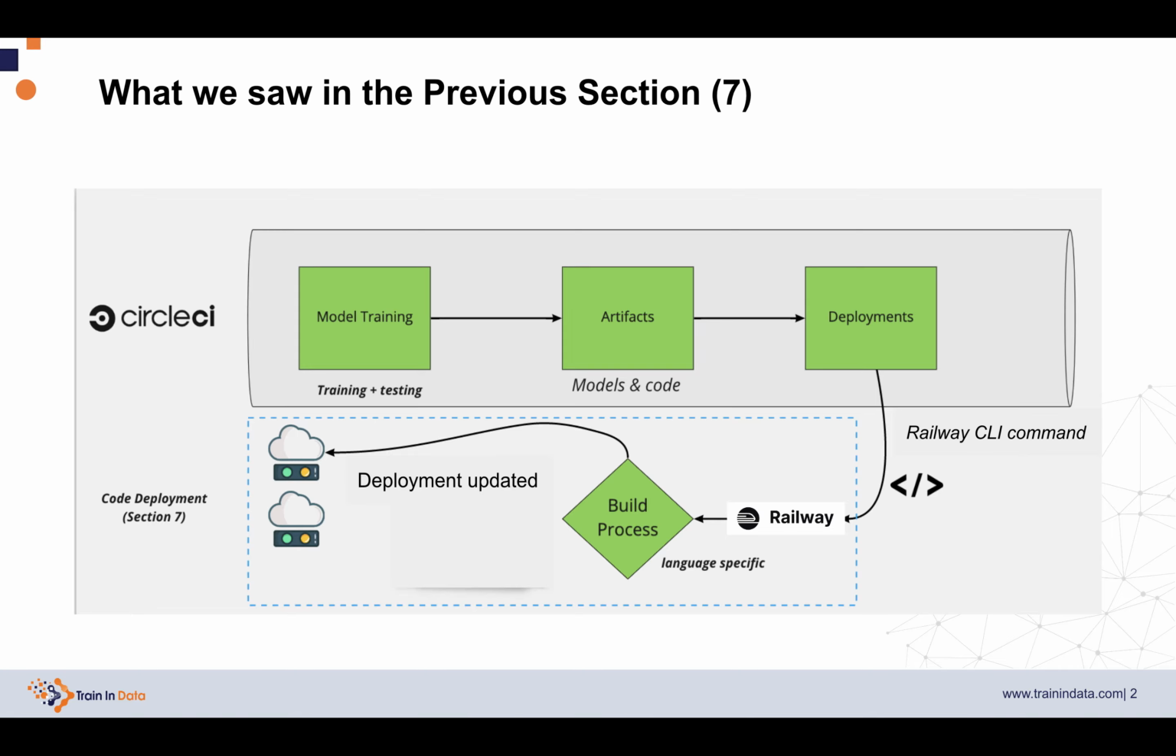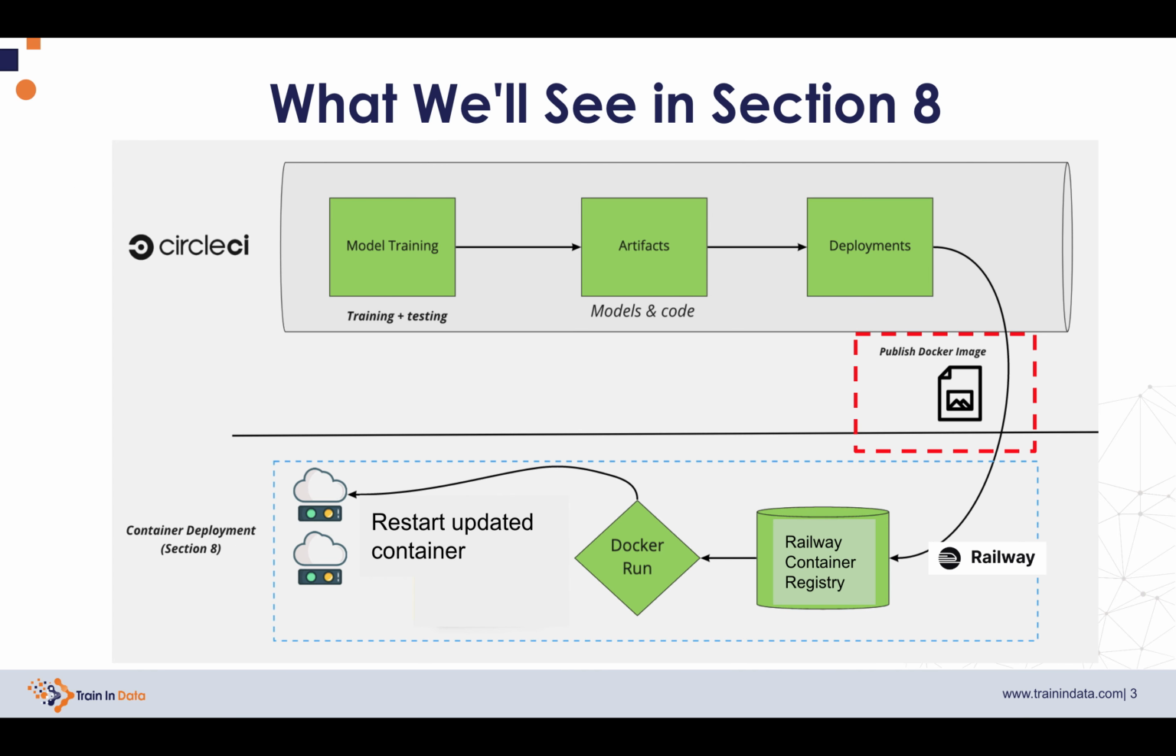And what Railway was doing at that point was looking for a requirements.txt file and that Procfile. It would then go through the build process that we could see in the logs, trigger the deployment. So that's how things worked in section 7. Now we're changing things up to use Docker.